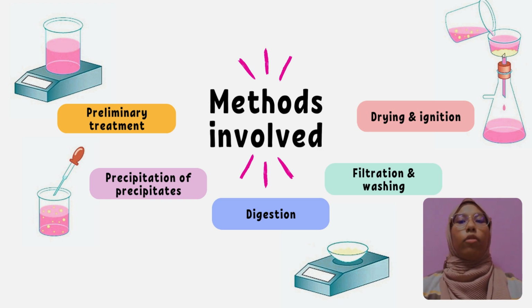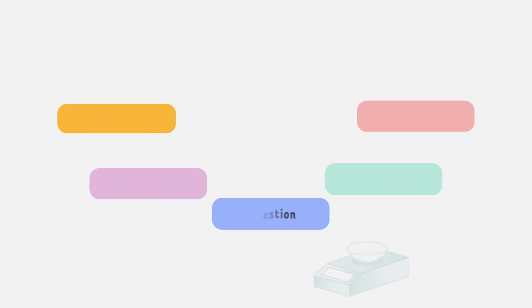The last step is drying and ignition. After filtering, the gravimetric precipitate is heated until its weight becomes constant. Heating removes the solvent, absorbed electrolyte and any volatile species that are carried down with the precipitate. Some precipitates must be ignited to decompose the solid and form a compound of stable and known composition.